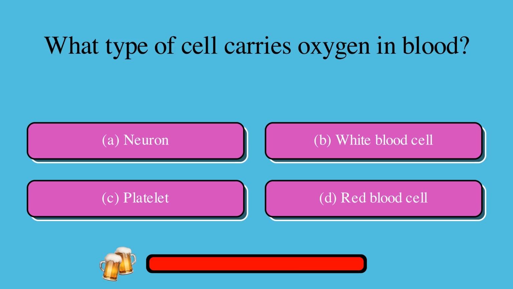Here's some Hematology Basics trivia. What type of cell carries oxygen in blood? A. Neuron, B. White blood cell, C. Platelet, or D. Red blood cell? The correct answer is D. Red blood cell.